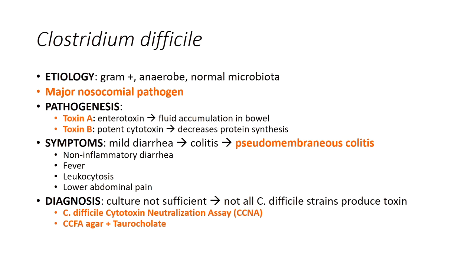Why? Because we have someone that is taking antibiotics. It has to be following antibiotic use. It's the only way that we get this guy. It has two toxins. Toxin A, which is an enterotoxin, and it causes fluid accumulation in the bowel. And then toxin B, which is a cytotoxin, which decreases protein synthesis by ADP ribosylation, which is something you might have seen in respiratory, which you can find in two pathogens. Stop to think of what are those two pathogens that cause ADP ribosylation.